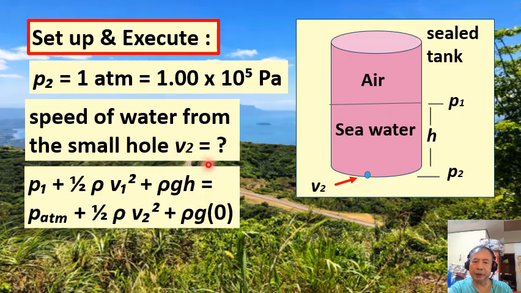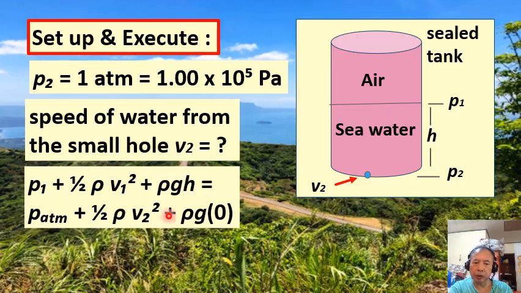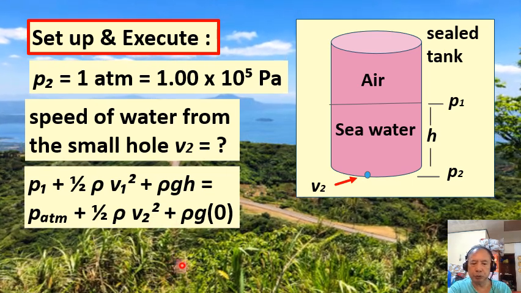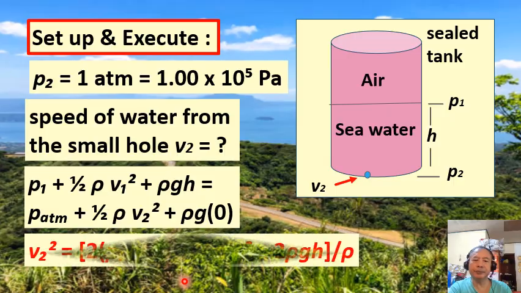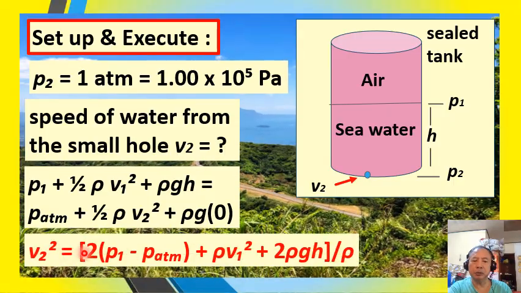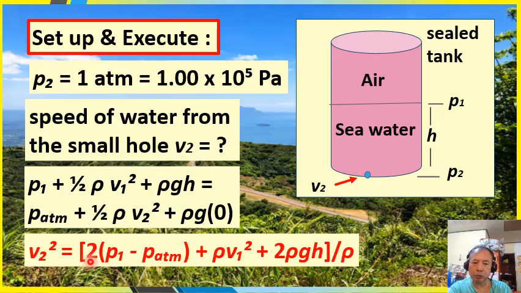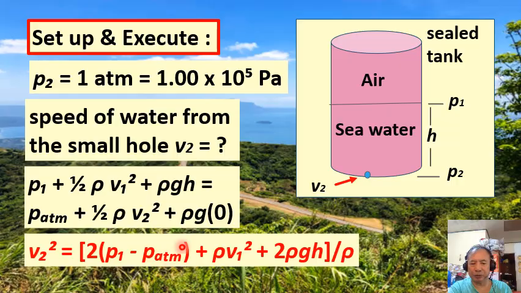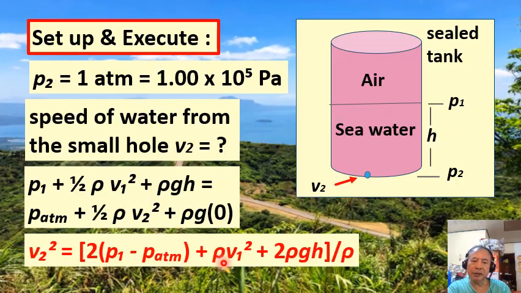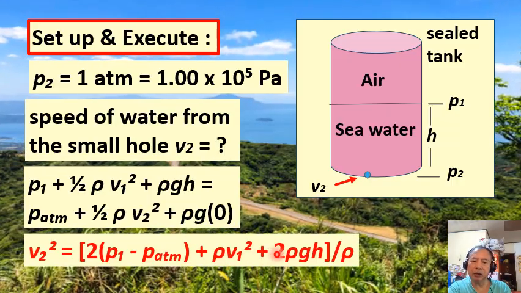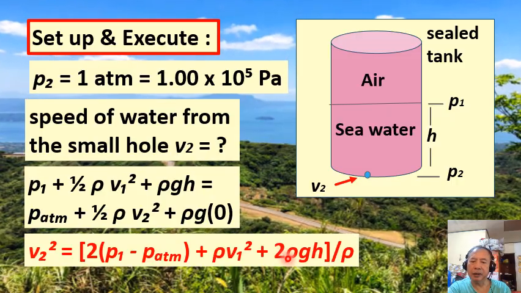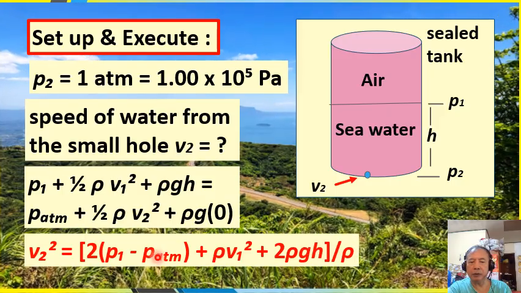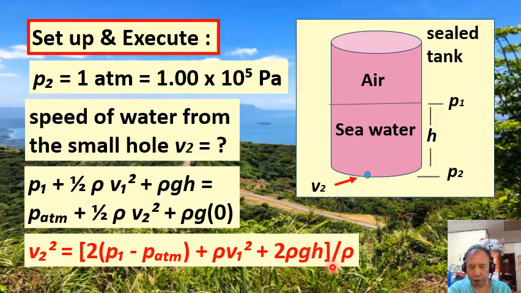And since our target variable is the speed v sub 2, we have to isolate and come up with the working formula for v sub 2. That is, v sub 2 squared is equal to bracket 2 times quantity P sub 1 minus P sub 2, or the atmospheric pressure, plus density times v sub 1 squared plus twice density times g times h, and all of this will be divided by the density of seawater.